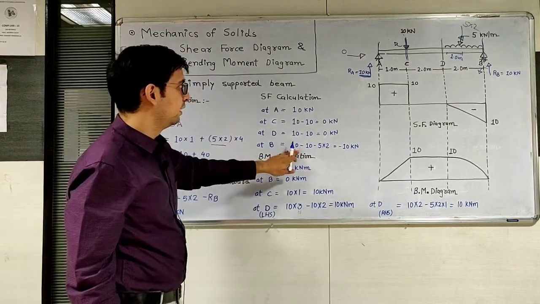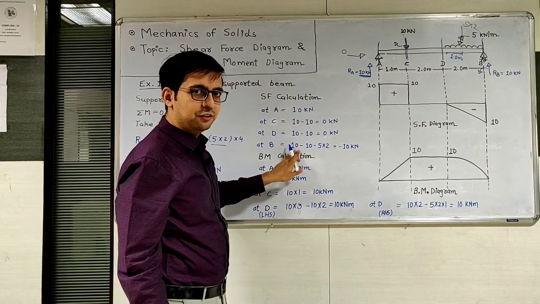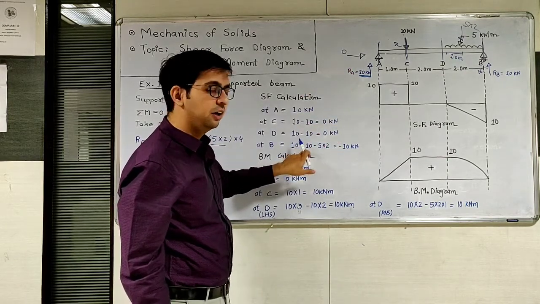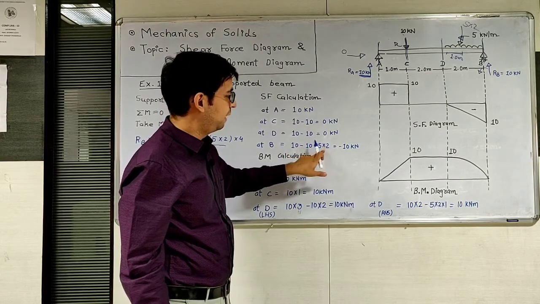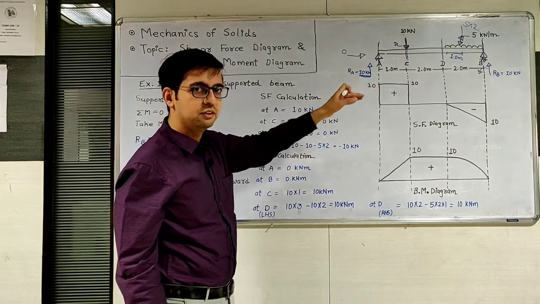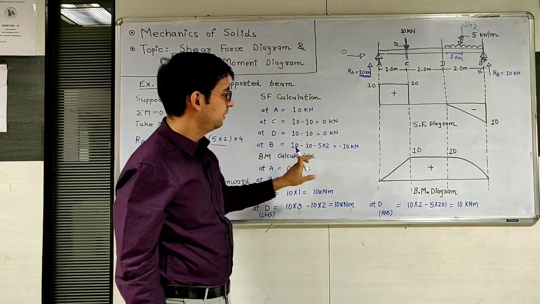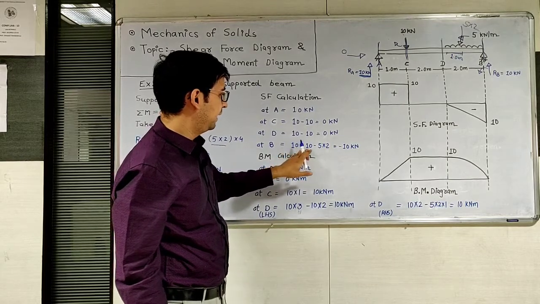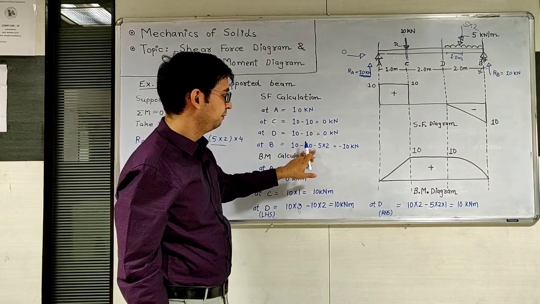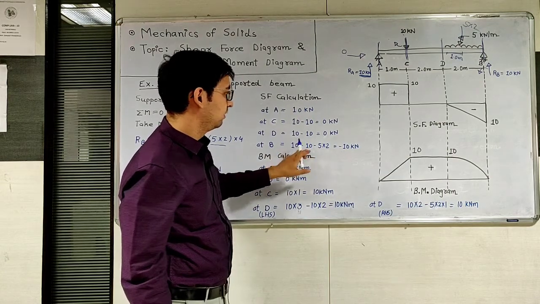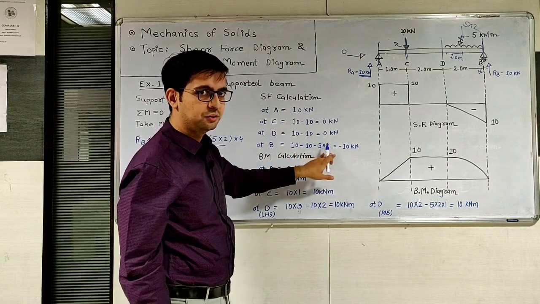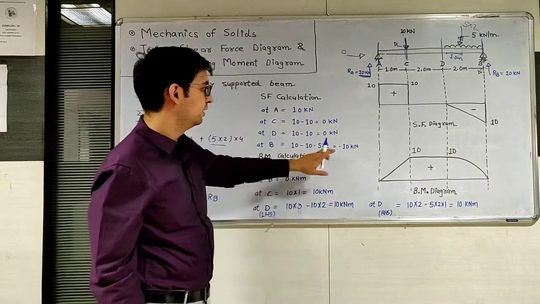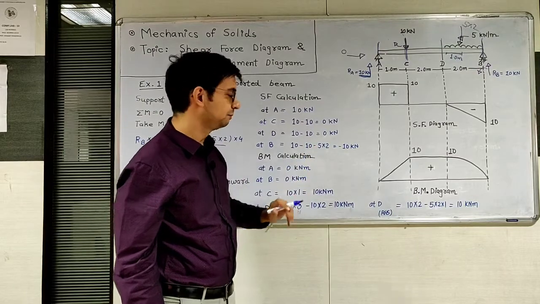So here we can see on the left hand side, upward 10 kilonewton, minus the load at C point which is downward, since on the left hand side downward is negative, minus the UDL which is also downward, so 5 into 2. Simplifying this, 10 minus 10 is 0, minus 5 into 2, minus 10. So the value of shear force at B is minus 10 kilonewton.